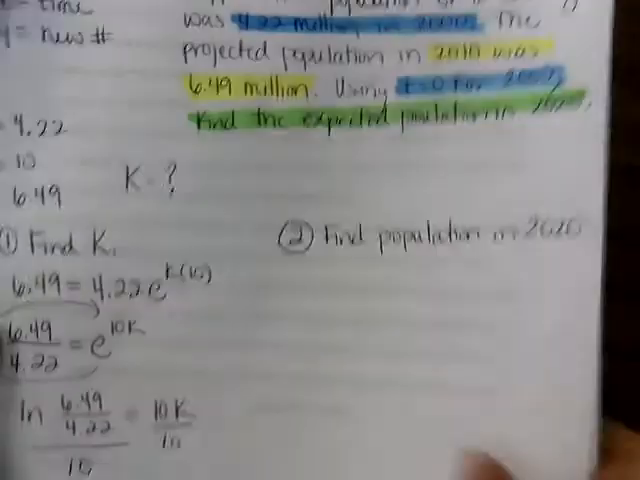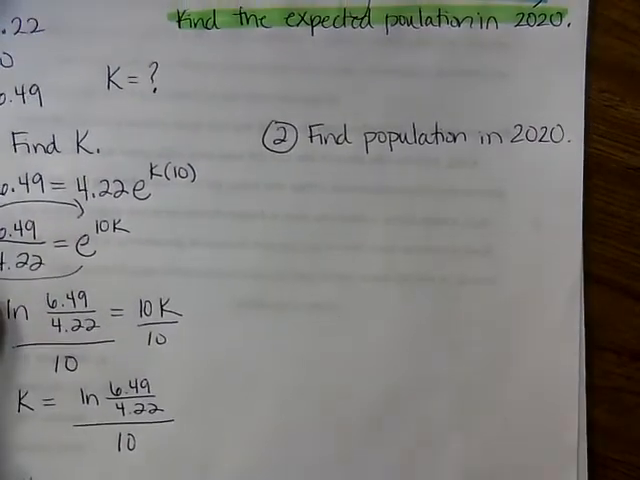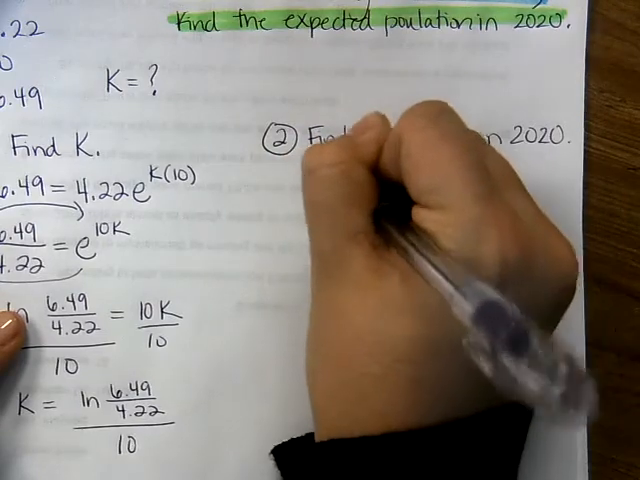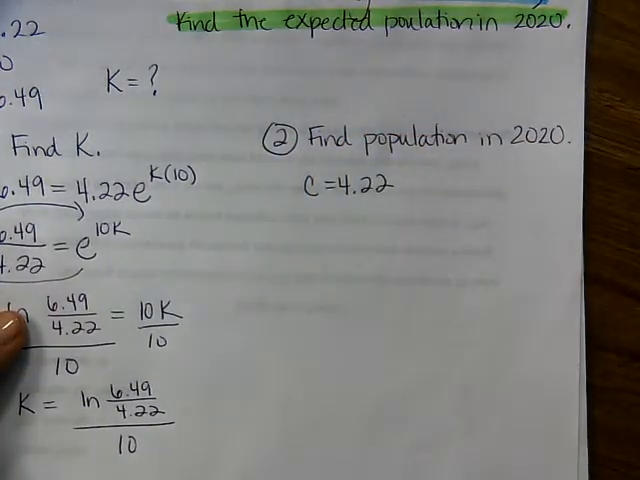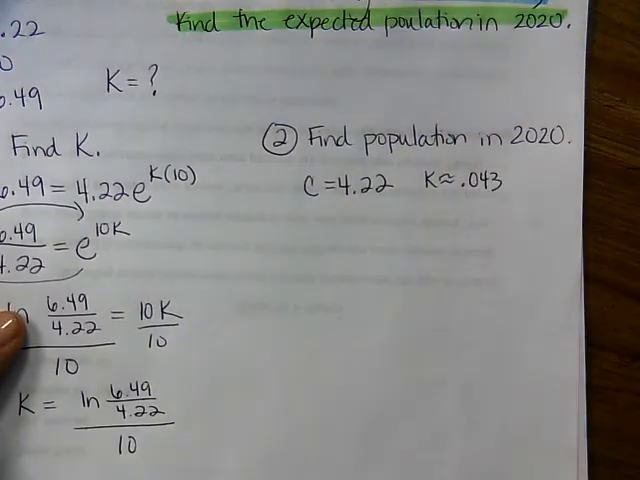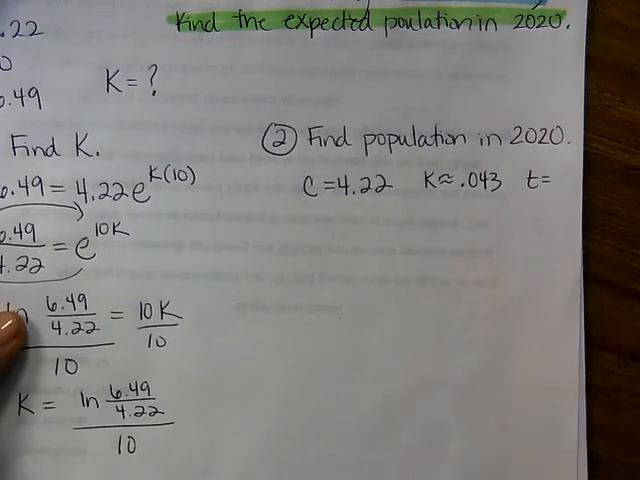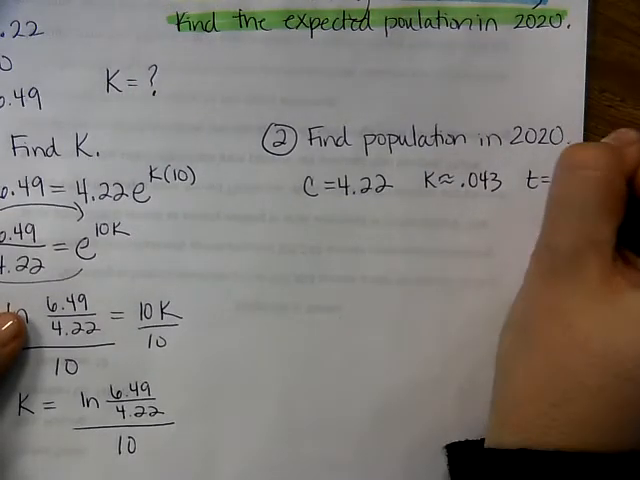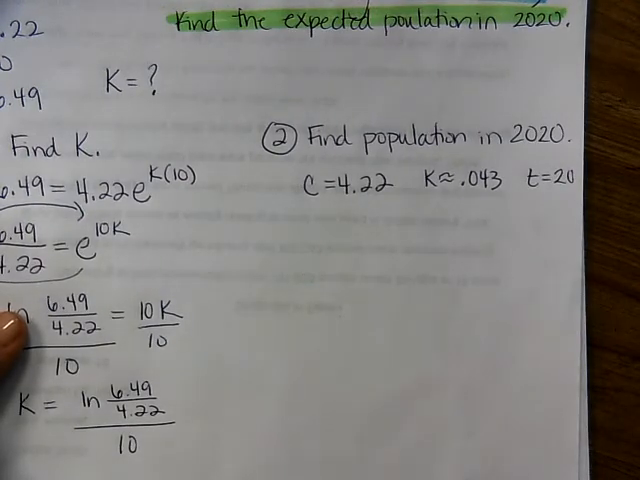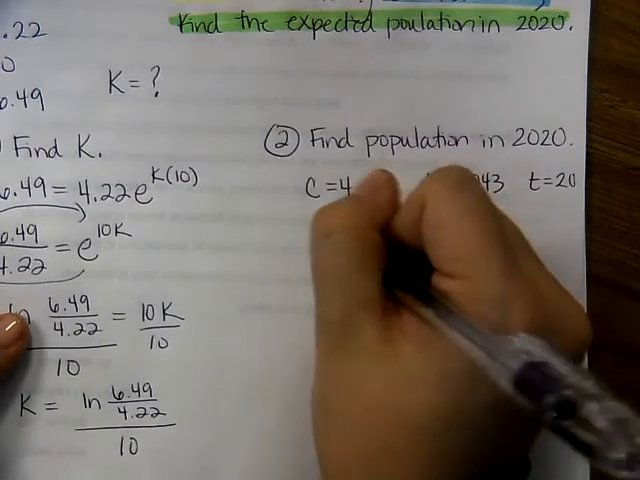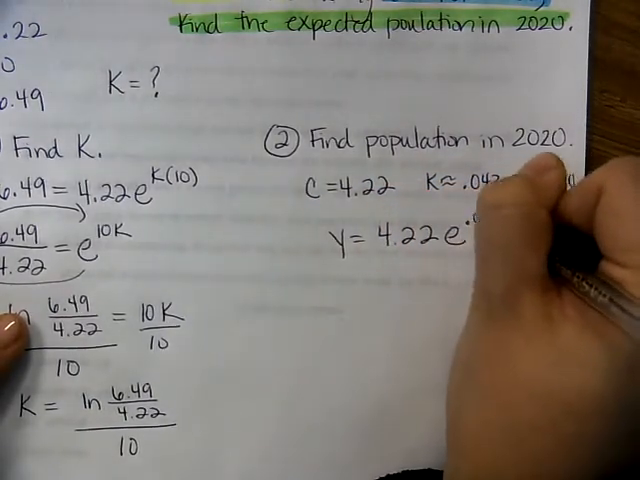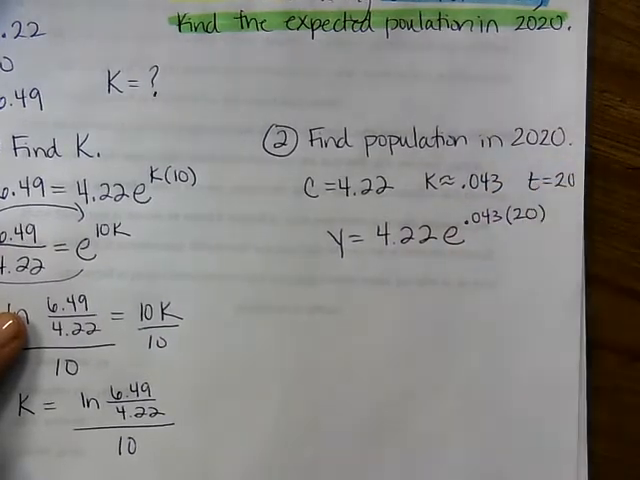Okay, so let's just go back and figure out the information that we've been given. So we still know the starting number, right? We still know that the starting population, which is C, is 4.22. Now we know that our k value we're going to use is 0.043. And how much time has passed now? 20 years. So instead of 10, I'm now going to use 20. I'm looking for the new population, or the projected population in the year 2020. So I'm going to have y equals 4.22 e to the 0.043 times 20.